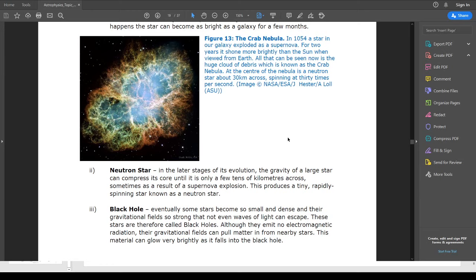What happens after a supernova becomes a black hole? Very good question. Well, after a supernova becomes a black hole, that's the last stage of that star's life cycle. So nothing else after that.